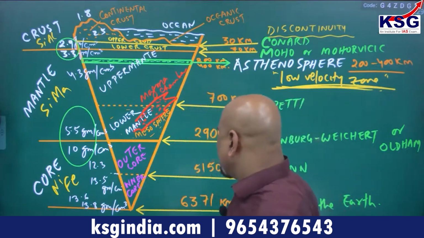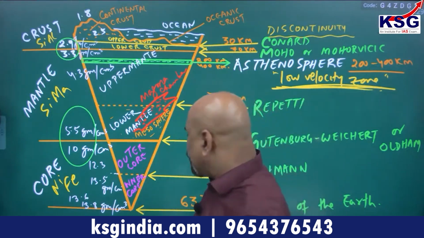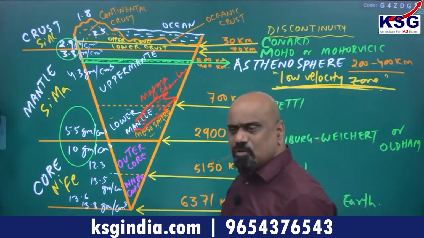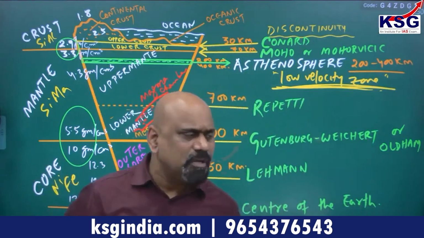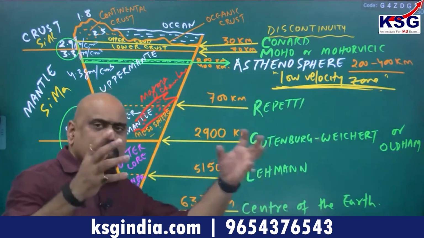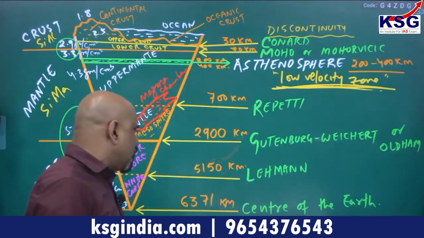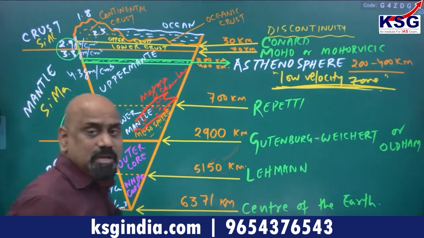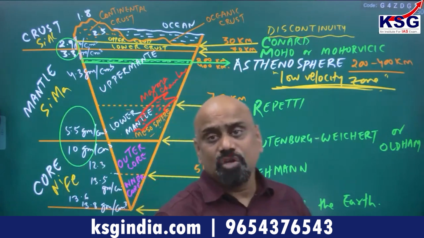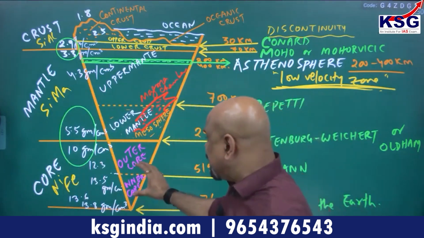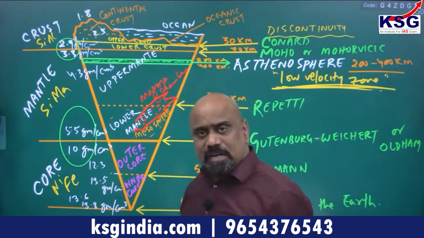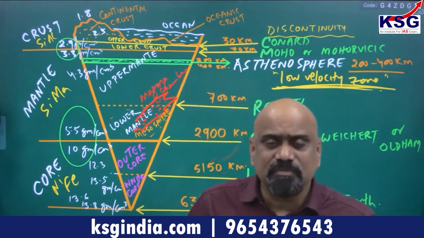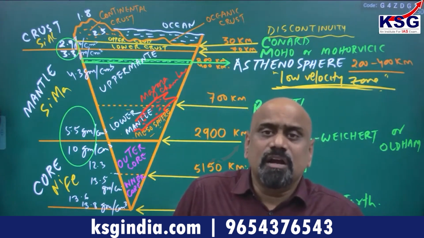Okay, now coming to the inner core. Inner core, from 5,150 kilometer to the center of the earth, is the densest part of the earth interior. Maximum density you see is 13.5 to 13.6 gram per cubic centimeter. This densest part of the earth interior, nickel and ferrous rich material, is in solid condition.